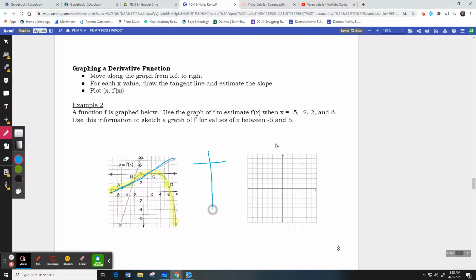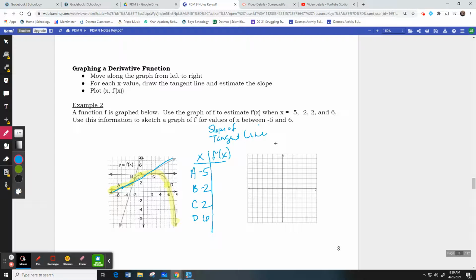So I'm going to make a table here. So at A, the x value is -5. At B, the x value is -2. At C, the x value is 2. And at D, the x value is 6. What I'm going to do is estimate the derivative. That's the slope of the tangent line.